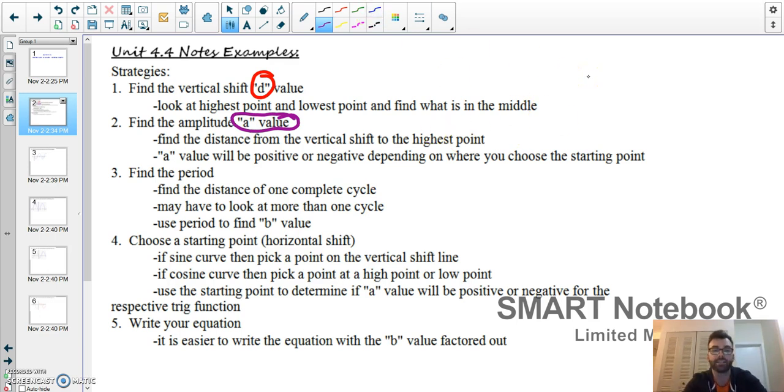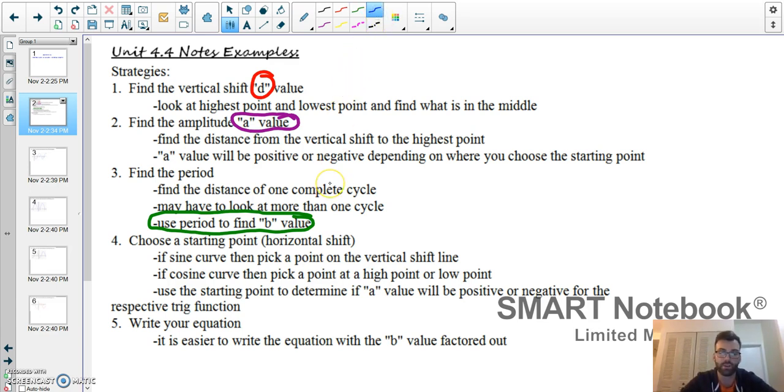After that, we will find the period. Find the period and use the period to help us find our B value. We'll find the distance of one complete cycle, or we may have to look at more than one cycle. A lot of this depends on what you choose.